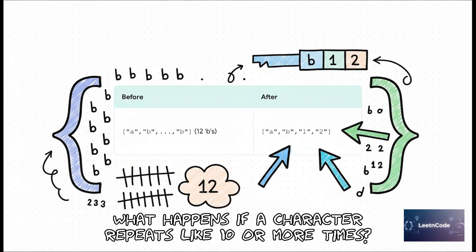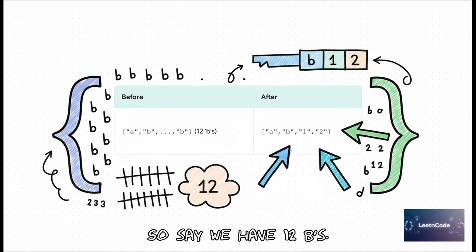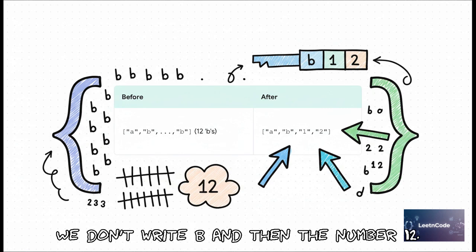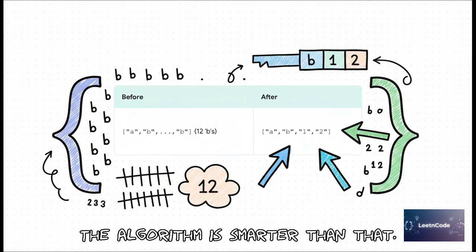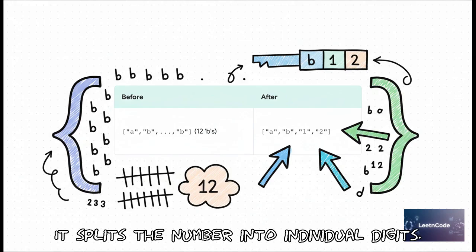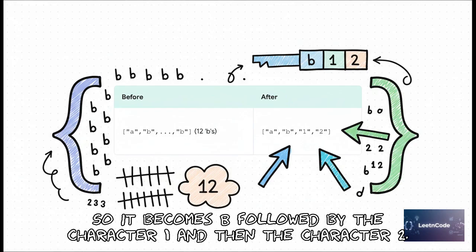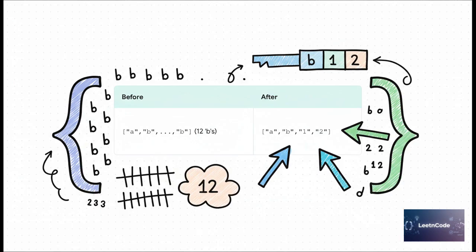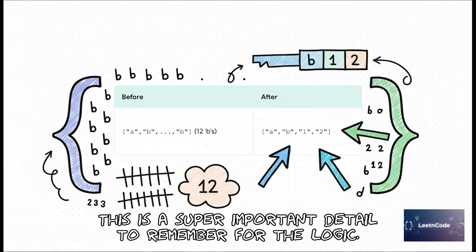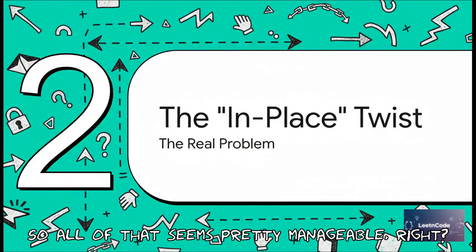What happens if a character repeats like 10 or more times? So say we have 12 B's. We don't write B and then the number 12. No way. The algorithm is smarter than that. It splits the number into individual digits, so it becomes B followed by the character 1 and then the character 2. This is a super important detail to remember for the logic.